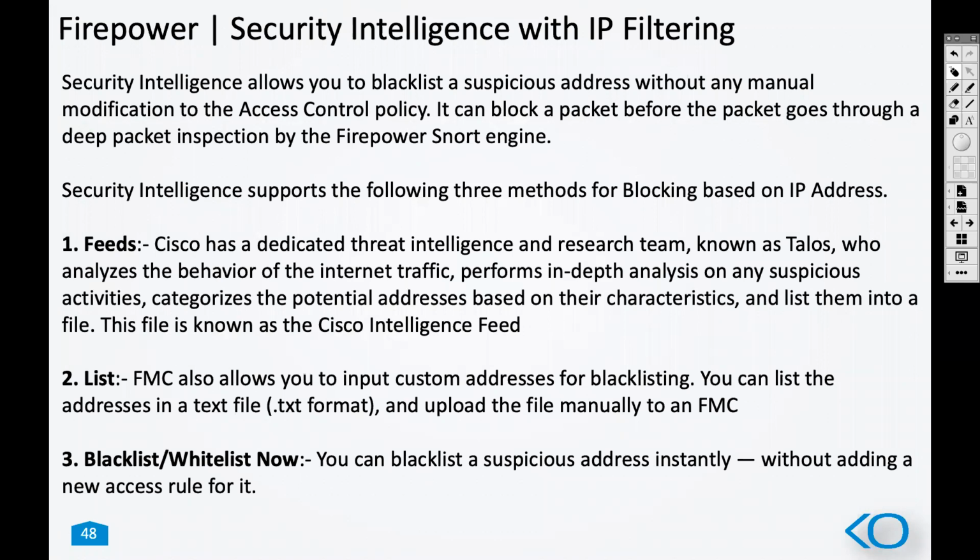So there are three ways you can add anything inside Firepower which is related to security intelligence, either for IP, for domain, or for URL. The process remains the same. It's just that what information are you adding? Are you adding bad IP addresses, bad URLs, or bad domains, depending on that.